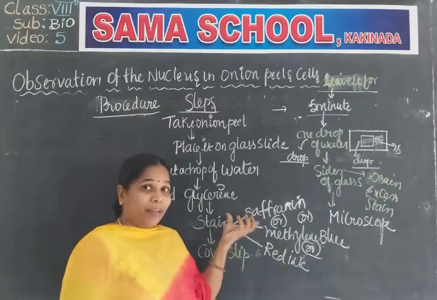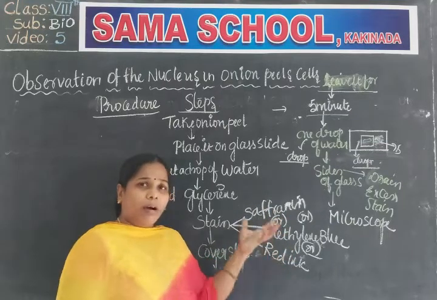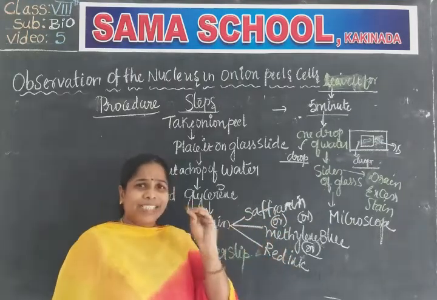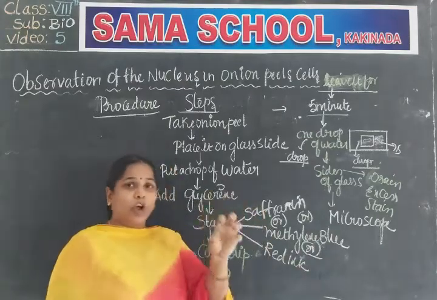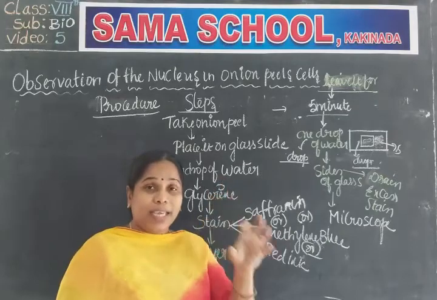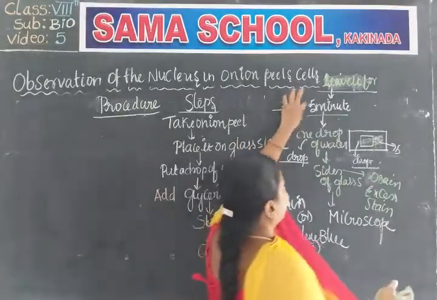So again I am telling the function. This saffron, methylene blue, or red ink is a stain. It will stain the nucleus; these stains are absorbed by the nucleus, and you can see it clearly. Then leave it for 5 minutes.